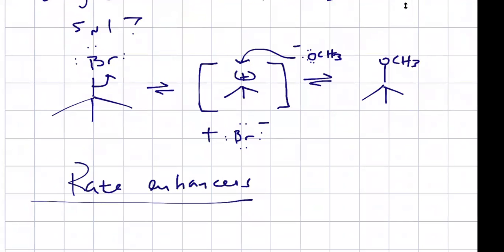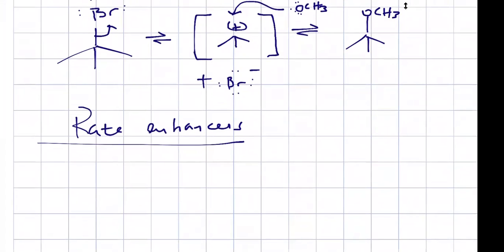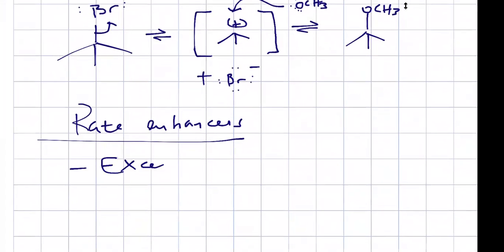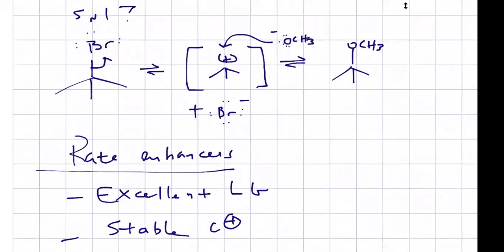right? So these are the things that will increase the rate of this reaction, right? An excellent leaving group. That's going to increase the rate. Also, a stable carbocation, right? That would also increase the rate. So the reason why tertiaries are favored is because they give very stable carbocation intermediates.